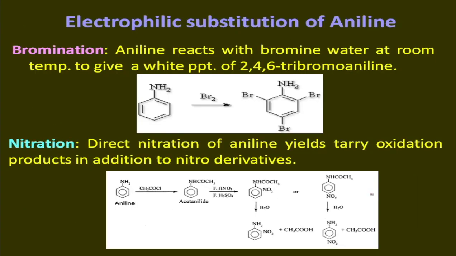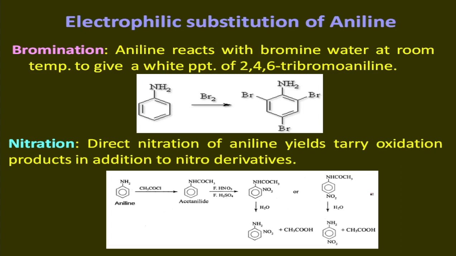Electrophilic substitution of aniline, bromination. Aniline reacts with bromine water at room temperature to give a white precipitate of 2,4,6-tribromoaniline.